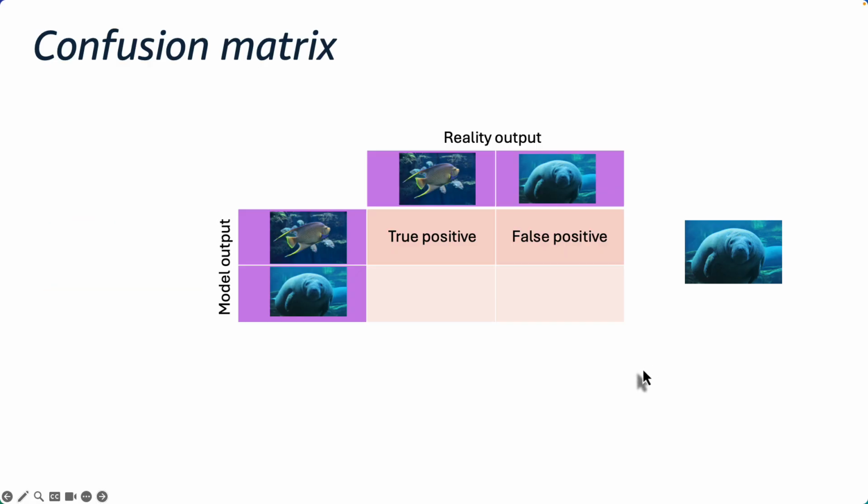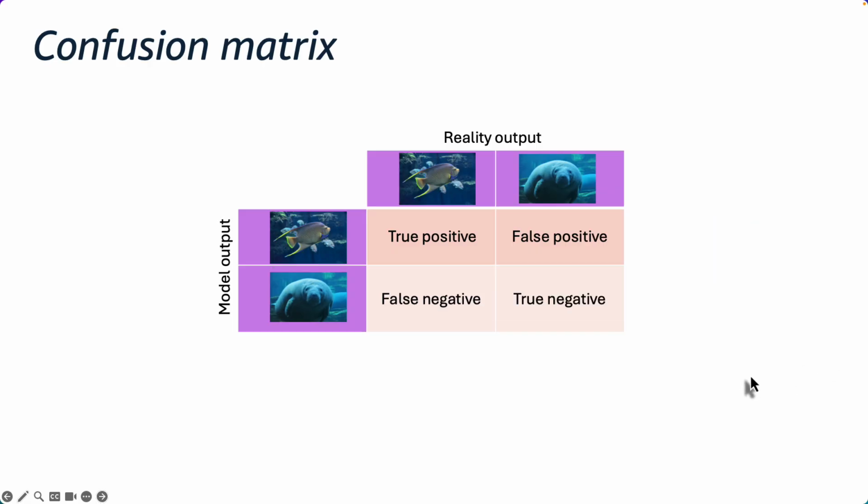And if we do this again, the machine learning model predicts it can see an image of a manatee, but the image is a fish. So this is wrong, and this is represented in the confusion matrix as the model output in the manatee section and the reality section down to the fish. And this represents, again, a false negative. And this process is continued for the confusion matrix.